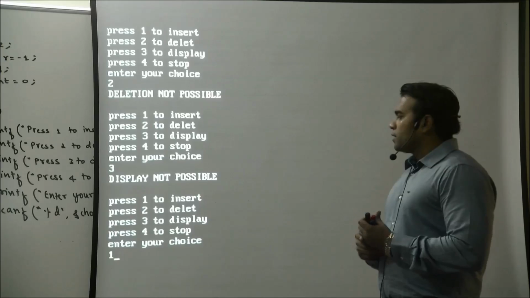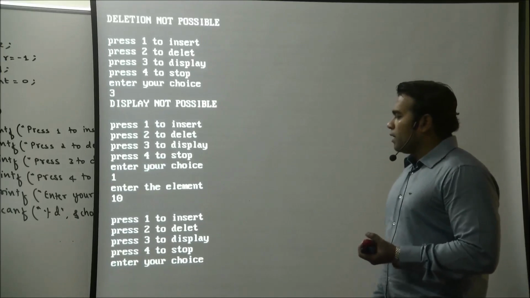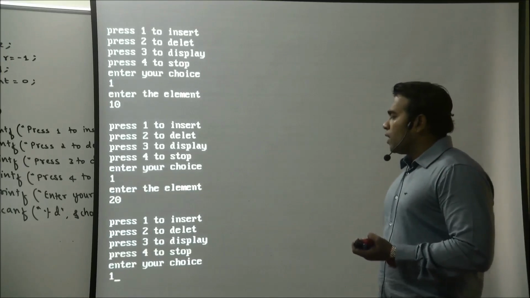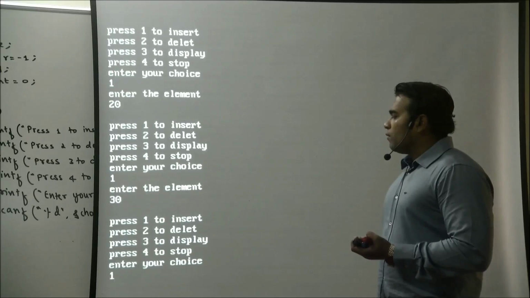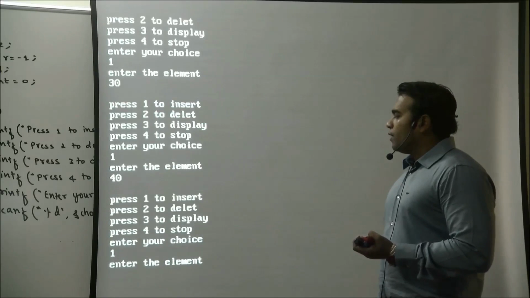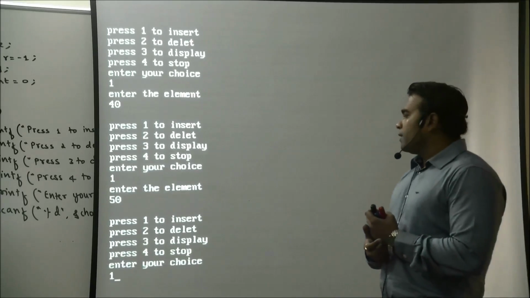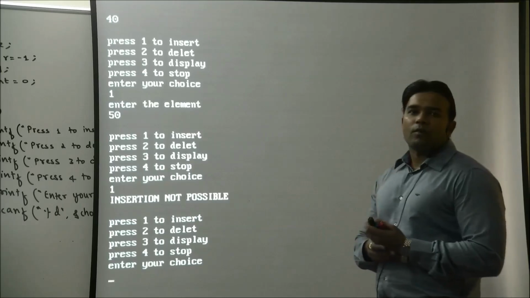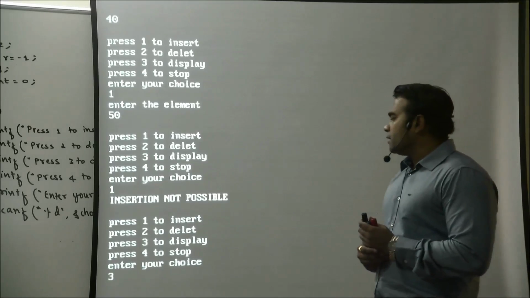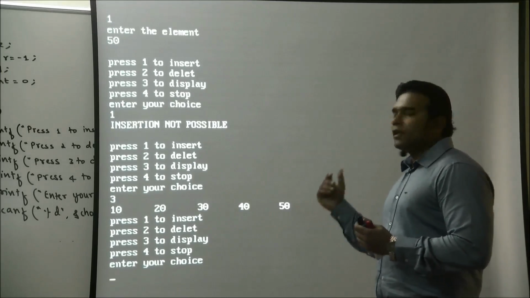So 1, that is insert 10. Again 120. Again 130. Again 140. Again 150. All the locations are filled. Again 1 if I will tell, then it will tell insertion not possible. I will display it by telling 3, in which case I will get the output like this.